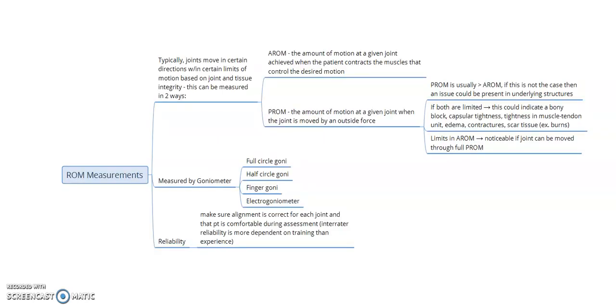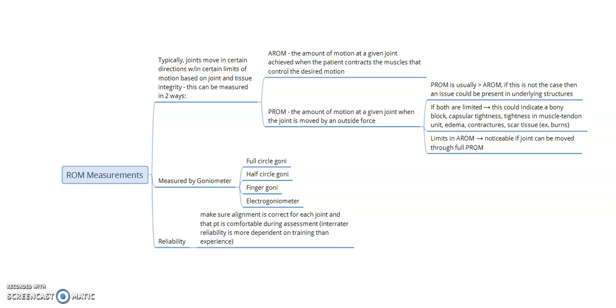You also need to measure range of motion, and typically you can assess range of motion in two different kinds of ways. You can do active range of motion or passive range of motion. Usually passive range of motion is going to be greater than active range of motion, but this is not true with all patients. Range of motion can be measured by a goniometer. You can use a full circle, a half circle, a finger, or an electric goniometer.